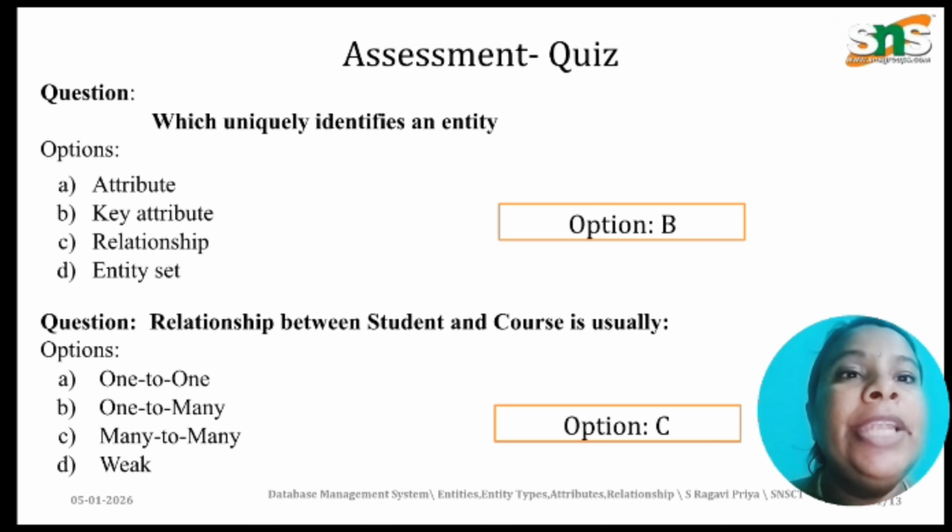So assessment. Which uniquely identifies an entity? We have options: attribute, key attribute, relationship, entity set. The right option is key attribute. Next question: the relationship between student and course is usually, so we have several student entities and many course entities, so the relationship established here is many to many.